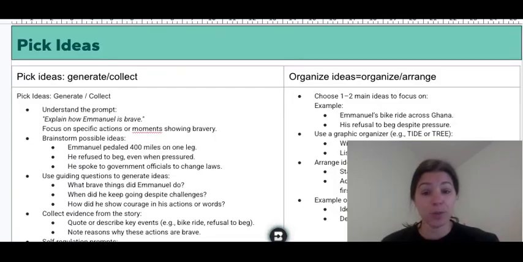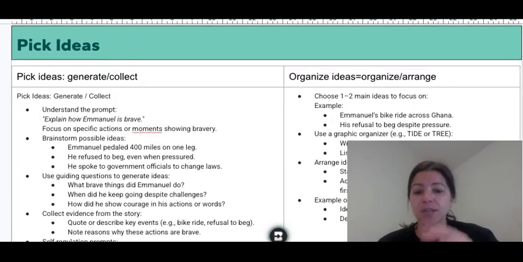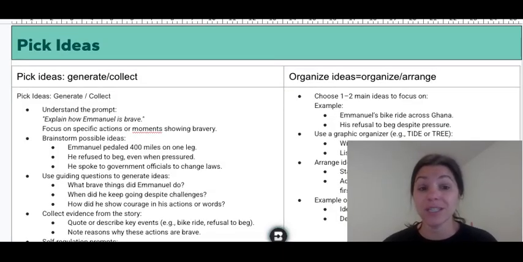And then we have to help our students with picking ideas, right? They have to generate, they have to collect. What are they going to write about? They have to first understand the prompt and then focus on specific actions or moments that are going to show bravery, right? So we may have to support them with going back to the text, coming up with ideas, generating a list of ideas. If your students are struggling, then you probably have to ask them some guiding questions to help them generate those ideas. Go back to the text, get key evidence from the story. And then a self-regulation prompt may be, does my idea answer the question clearly?